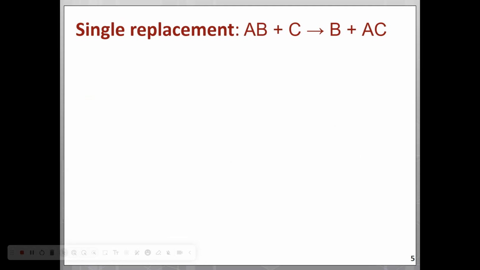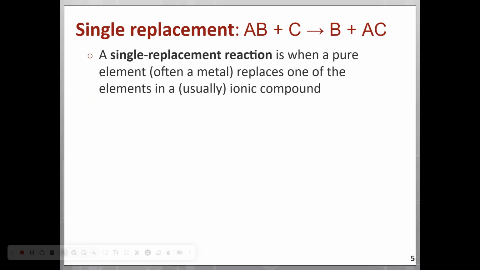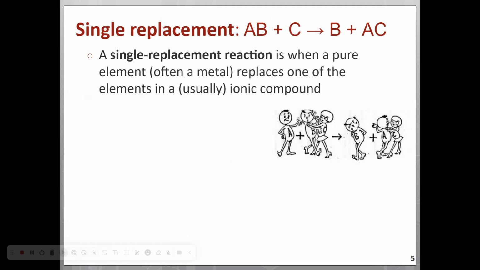Now single replacement adds in a little bit more complexity, where we have a compound and a single element will yield the same idea. However, one of those elements has been replaced by the single one. So this is when a pure element, typically a metal, will replace one of the elements that is usually in an ionic compound. So here, to visit our friends, we have a couple happily dancing and another person comes along and suggests that maybe he may come in and take the other one's place. And so in this case we see B is replaced by A.